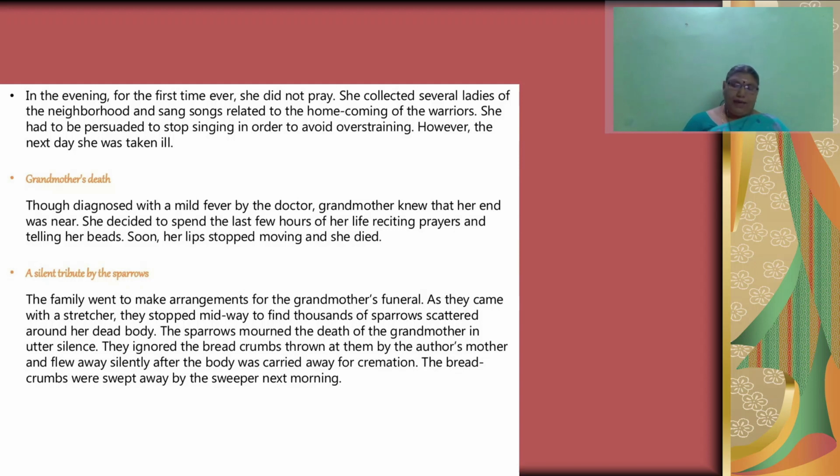The author came back after 5 years and was received by his grandmother at the station. She was unchanged and did not look a day older. In the evening, the grandmother did not pray and instead collected the women of the neighborhood and celebrated her grandson's homecoming. Then she fell ill, and the next day she knew that her end was near.